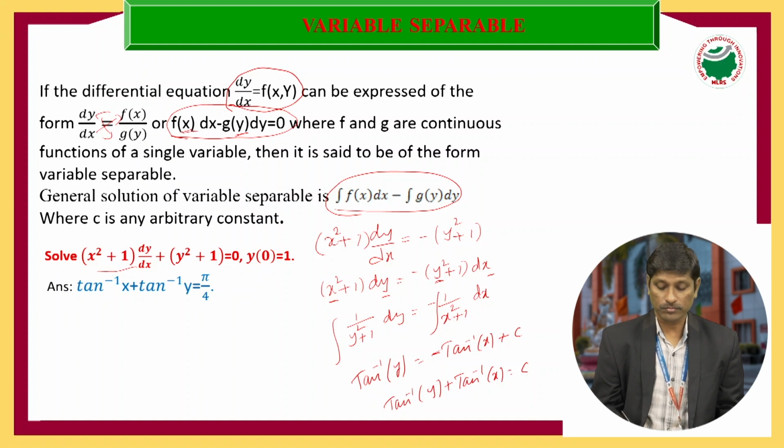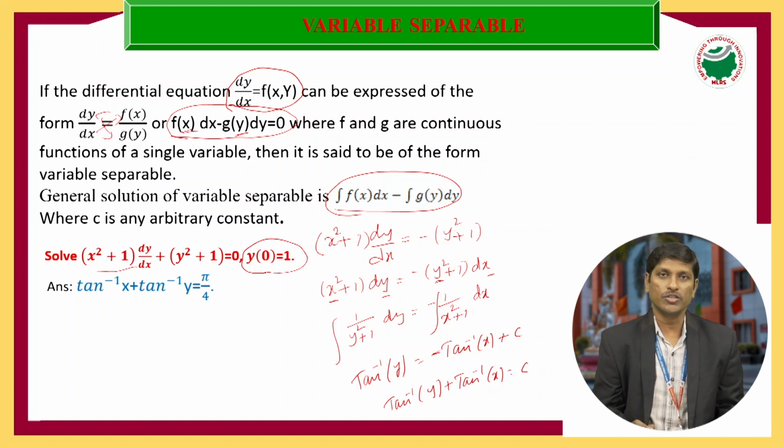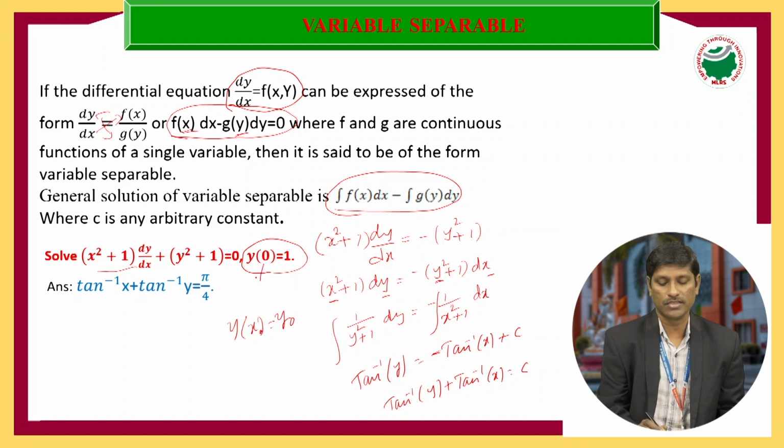So this is the general solution, but here they give one condition, y of 0 is equal to 1. We need to use that condition for getting the value of c. The condition is in the form y of x naught is equal to y naught. So simply, this is the value of x and this is the value of y. You can substitute x as 0 and y as 1.